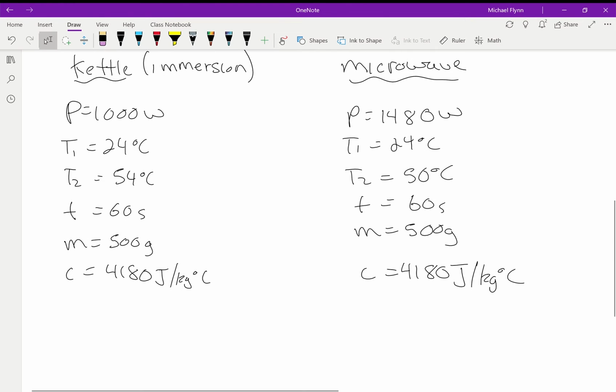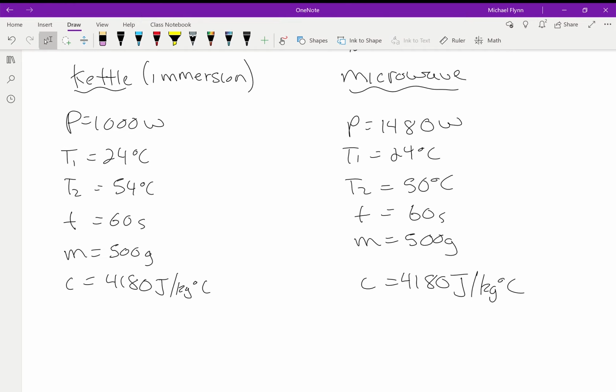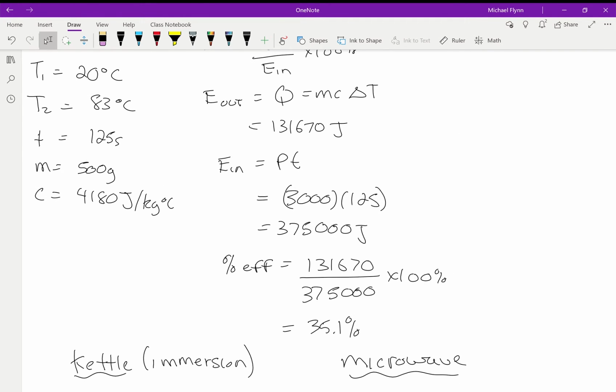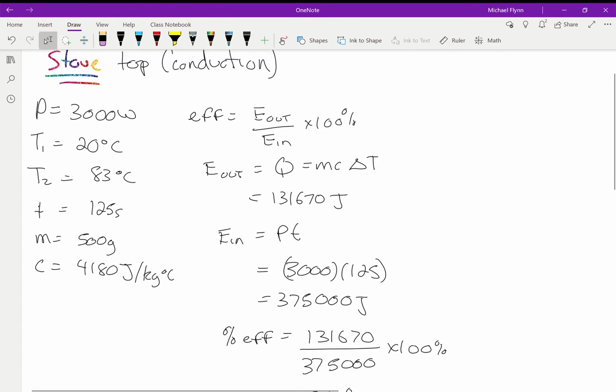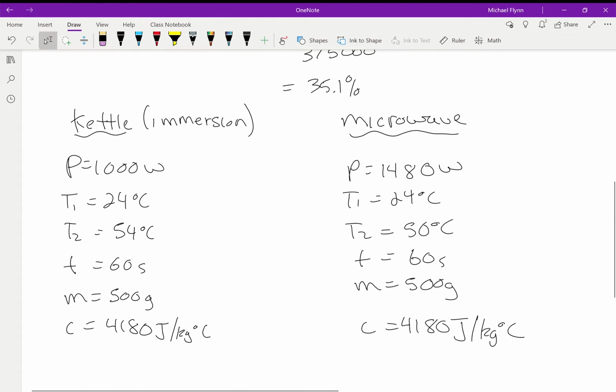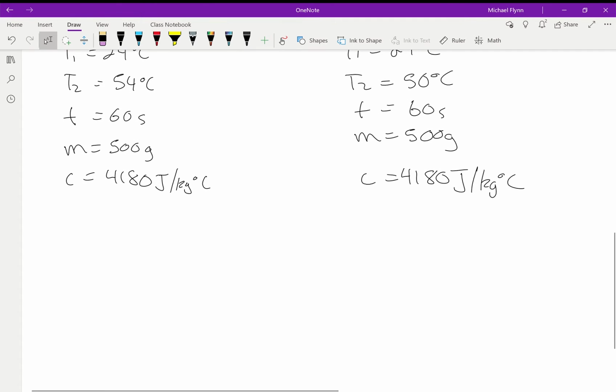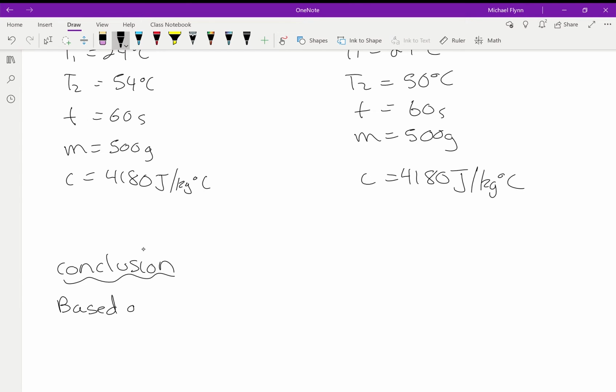All right, so I'm going to leave it to you to do these calculations. What is the efficiency of the kettle and the microwave? Who wins? Is it going to be the most powerful one, the stovetop? It's going to be the most efficient. Will it be the kettle or will it be the microwave? In conclusion, based on the winner.